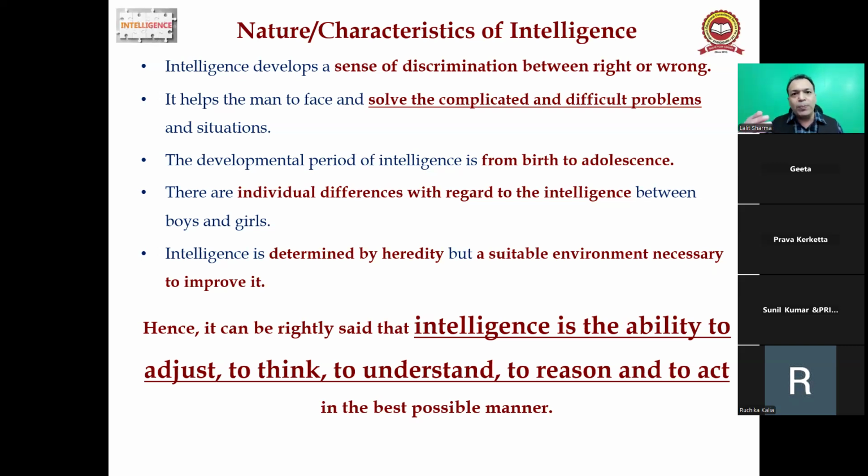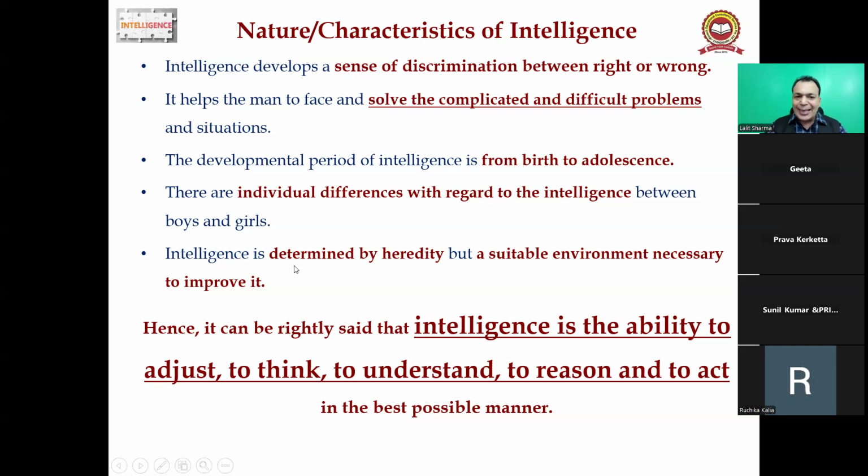Okay, you have to modify the behavior of the children, guys, being teachers. And without this knowledge, how can you claim that you are a good teacher? If you don't know, intelligence goes from birth to adolescence. These are very important points, you must know that. There are individual differences with regard to intelligence between boys and girls.